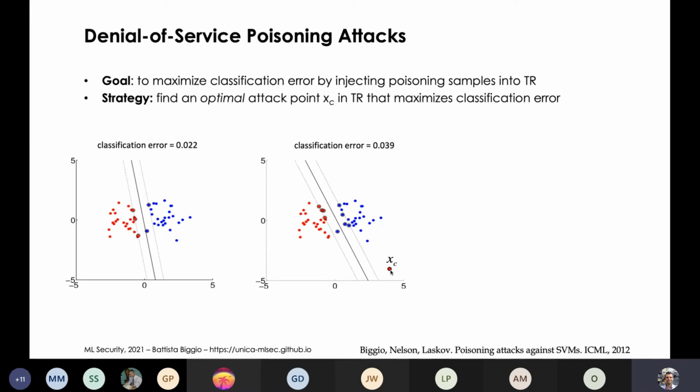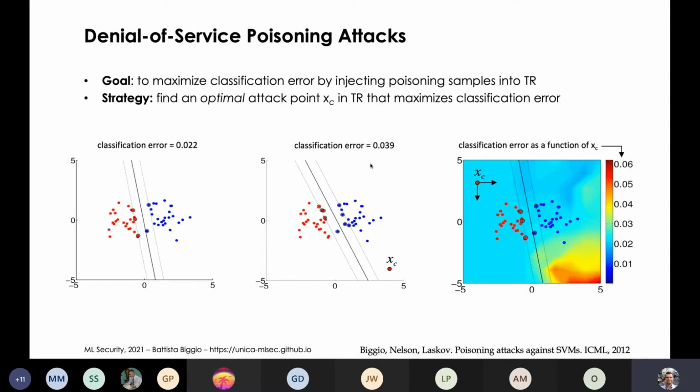But I don't want to add a random point. I just want to add the worst one, the point that will maximize the classification error. Imagine that you do this process for all the possible locations in this space. I put XC here, then here, and so on. Every time I add this point to the training set, I retrain the classification algorithm, and I measure the test error on separate test data. If you do this repeatedly, you're going to get the shape of your decision function. So this is the objective that you want to maximize.